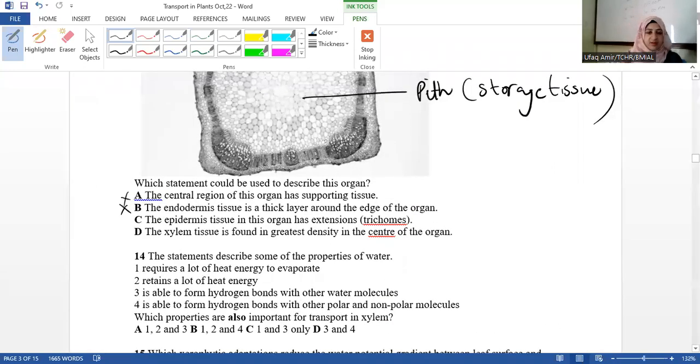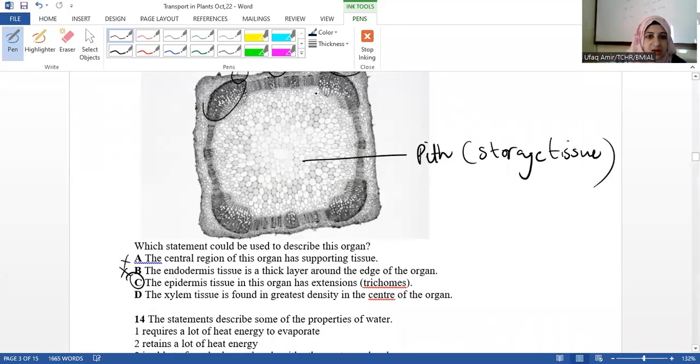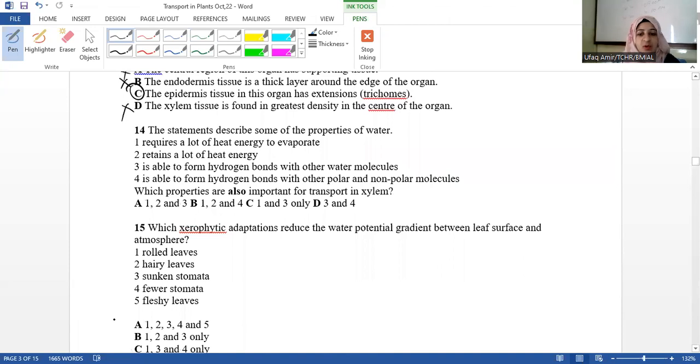And then, the xylem tissue is found in greatest density in the center of the xylem tissue. No. These are xylem. Here, the hollow tubes. But they are saying it's found in the greatest density in the center. No, in the center there is pith. That's wrong.